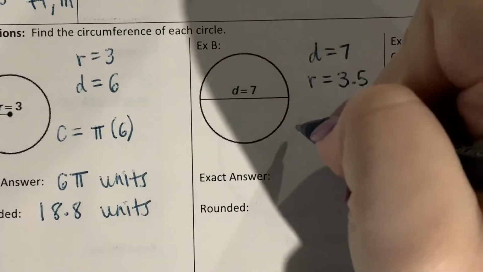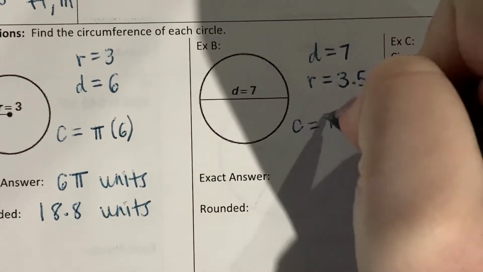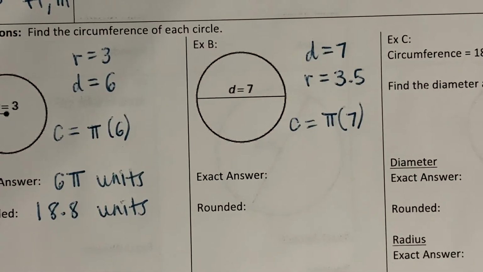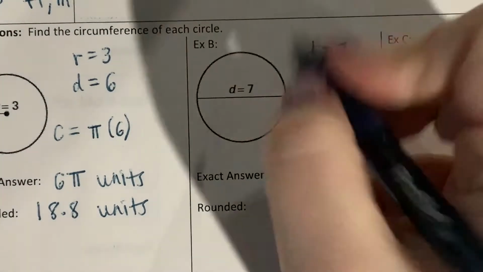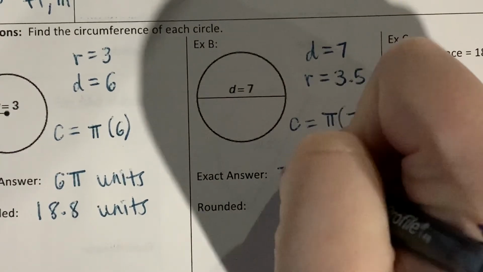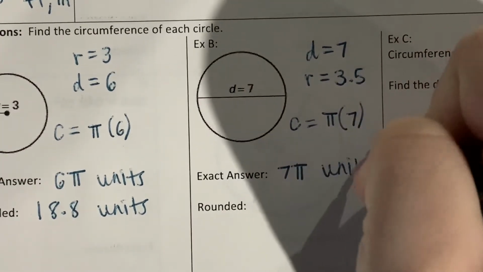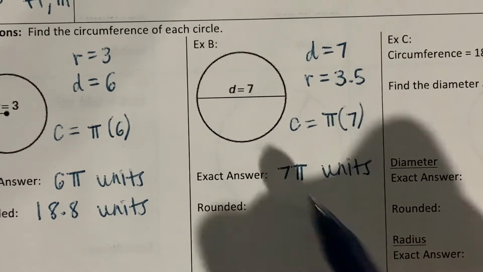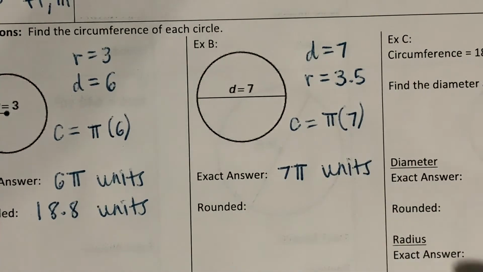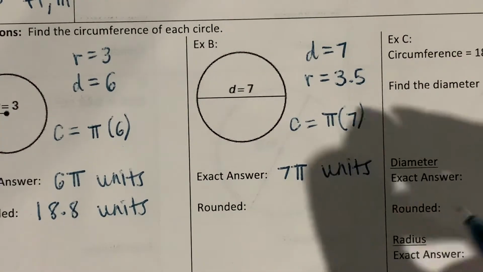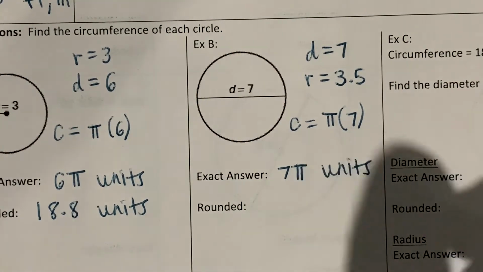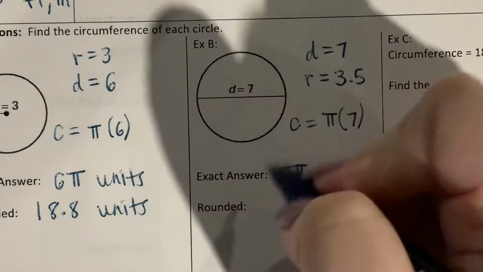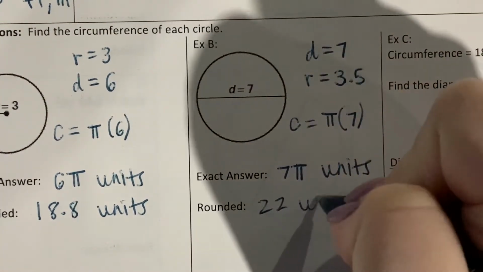It's asking for circumference, so I can do pi times my diameter of 7. And for my exact answer, again, I'm going to keep pi in my answer, so I could say 7 times pi units. And for my rounded answer, when I type 7 times pi into my calculator, I get 21.99, and it continues on. So when I round that to one decimal place or to the nearest tenths, I actually end up getting 22 units.